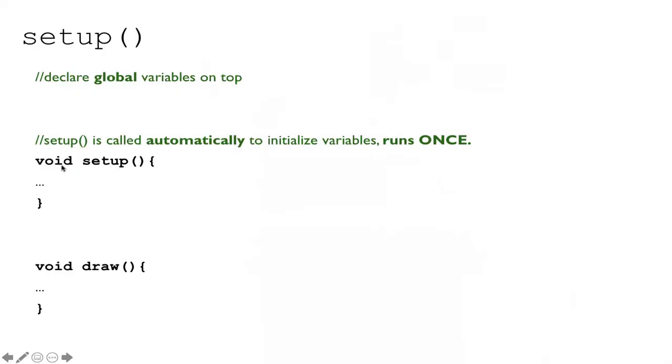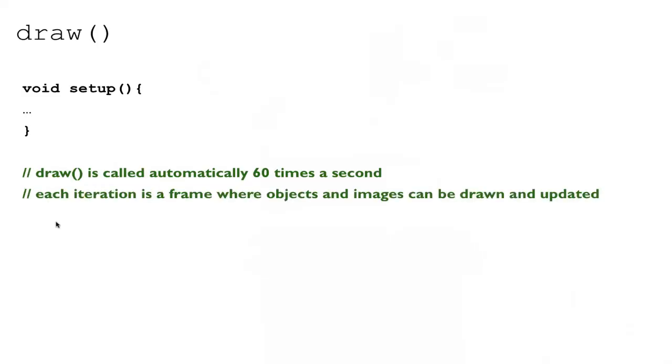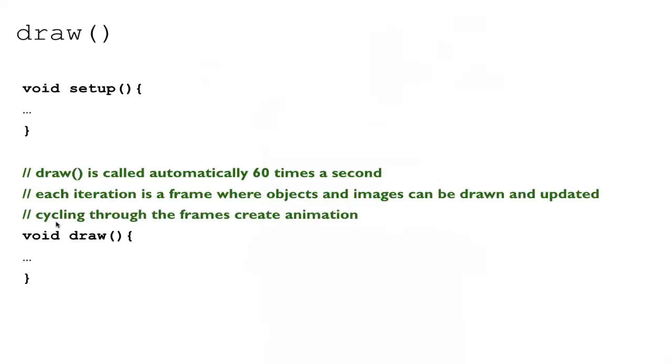It's also helpful if you want to restart your game. You can call setup again and it will reset everything to the initial values, and then you can restart your game. And then draw is also called automatically, but it's called 60 times a second. Each iteration of the draw method is a frame where objects and images are drawn and updated, and as you cycle through these frames, you have that illusion of animation.